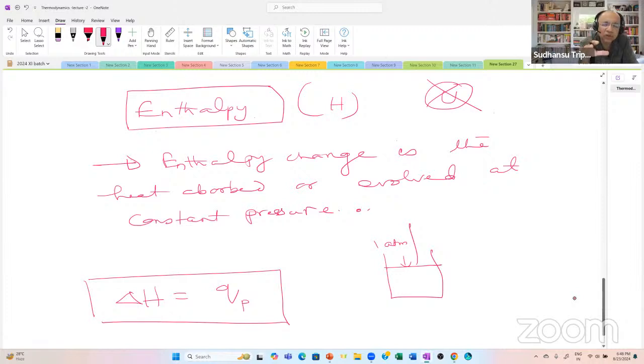Why? Because when the volume was constant, you take a sealed container, not with a movable cylinder, a sealed container, close the lid very tightly. In that case, they found whatever heat was absorbed or evolved was responsible only for the change in the internal energy, no return gift.